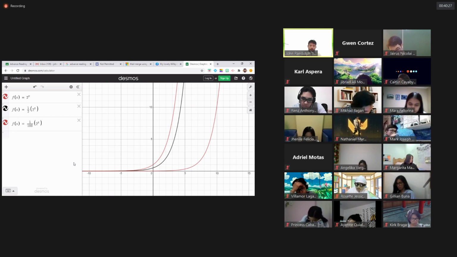And for your letter E, you have there negative beside the base. So that's going to be reflection across the x-axis. Your exponent is the same, but meron kang minus 3. Then that's going to be shifting upward or downward. If minus 3, that's going to be downward. Very good.